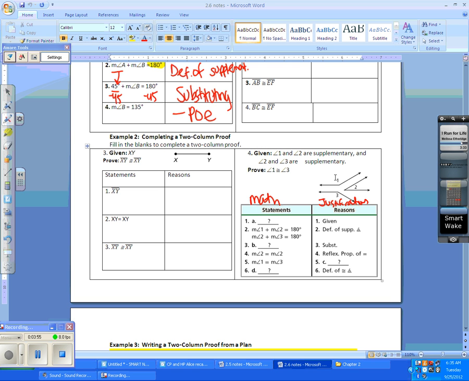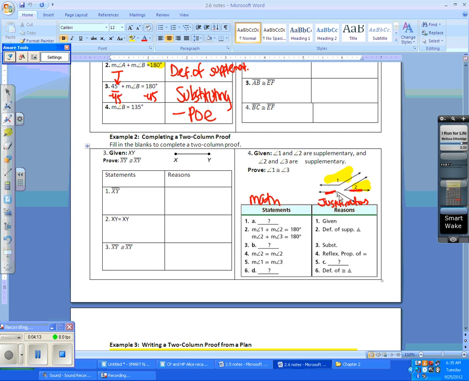Given angle 1 and angle 2 are supplementary, so these two angles are supplementary. And then also that angle 2 and angle 3 are supplementary. So this one and this one are also supplementary. I want you to prove that angle 1 is congruent to angle 3. So I want you to prove that these two are congruent.